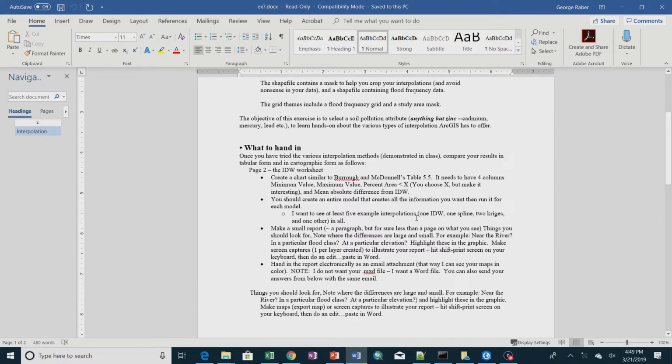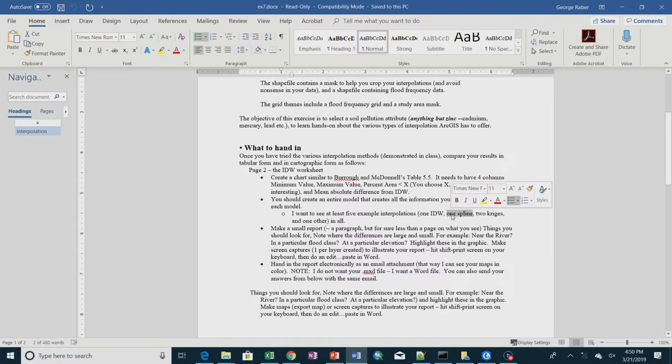One is going to be an IDW. One is going to be a spline, and you can choose each of these. You're going to do 2 different Krigings. You could do one ordinary and one universal Kriging, and then one other. You can choose. It can even be another IDW or another spline, but you could also do the trend surface, let's say. So you're going to run 5 interpolation algorithms. You're going to run one of these, 2 of these, and then one other of your choice. And all the parameters that you choose for each of these, they'll also be of your choice. You can choose to be whatever you want.